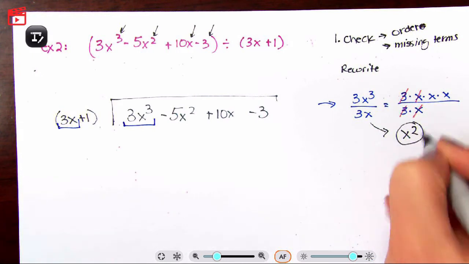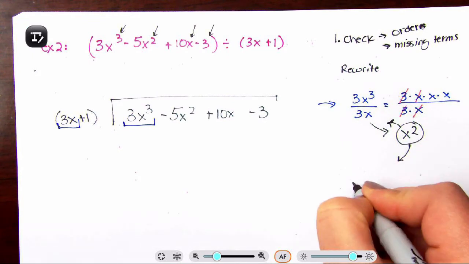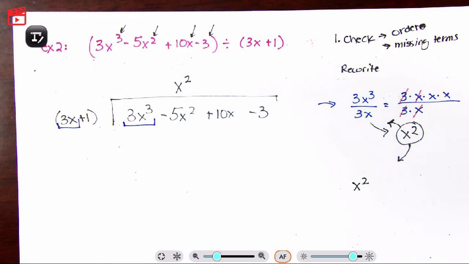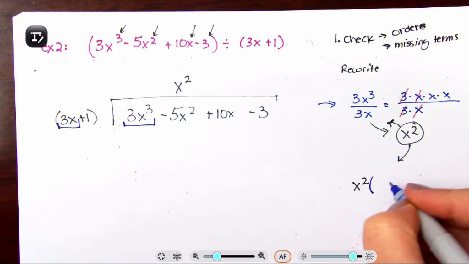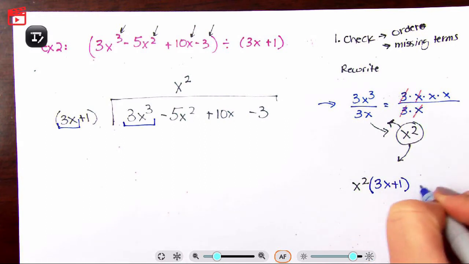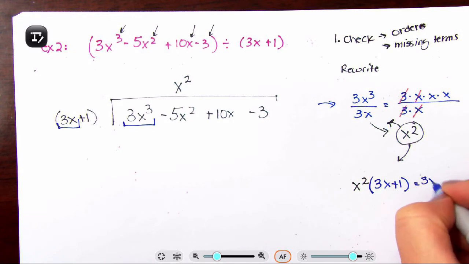You're going to take that x squared. 2 things are going to happen. You're going to write it on top. You're going to write it on the bottom. So x squared is on the bottom. X squared is on top. Now, the one that's on the bottom is going to be multiplied by whatever you're dividing by. So it's 3x plus 1. So 3x times x squared, that is 3x to the third power, plus x squared.